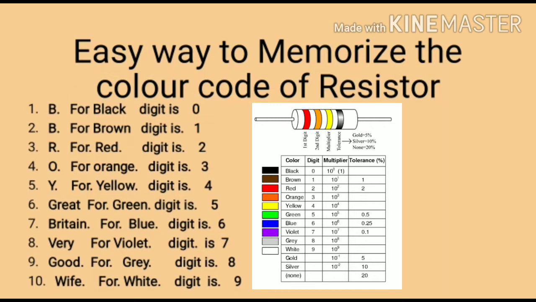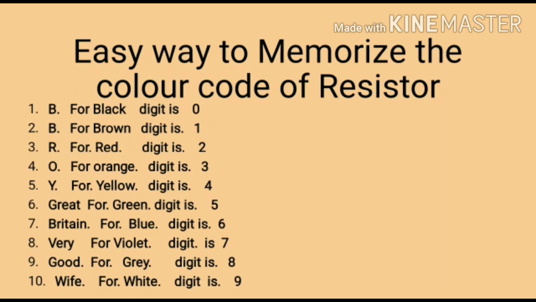O for orange, whose digit is 3. Y for yellow, whose digit is 4. Great for green, whose digit is 5. Britain for blue, whose digit is 6, very for violet, whose digit is 7, good for grey, whose digit is 8, and wife for white, whose digit is 9.